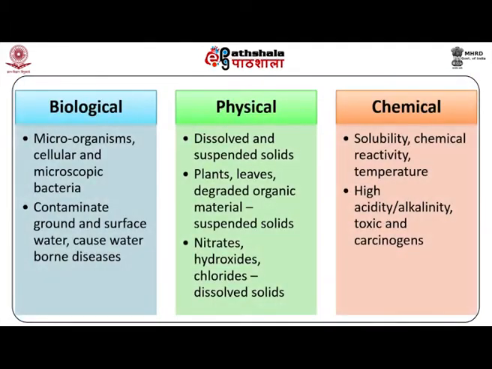There are many aspects of water pollution and there are many variables that determine water quality for a given use. Let us now take each of them separately. First is the biological. This includes microorganisms, cellular and microscopic bacteria. They contaminate both ground and surface water and cause various waterborne diseases like diarrhea, cholera, typhoid, etc.